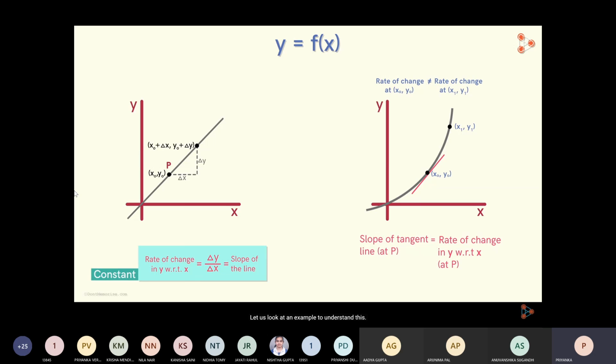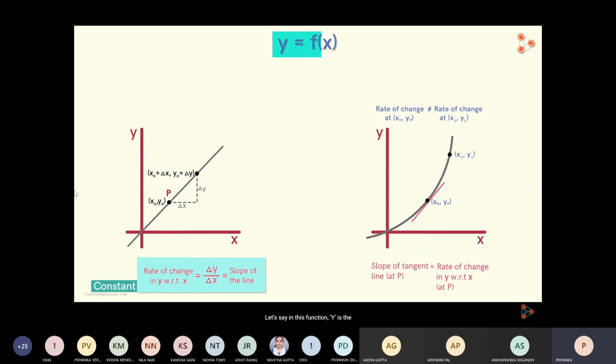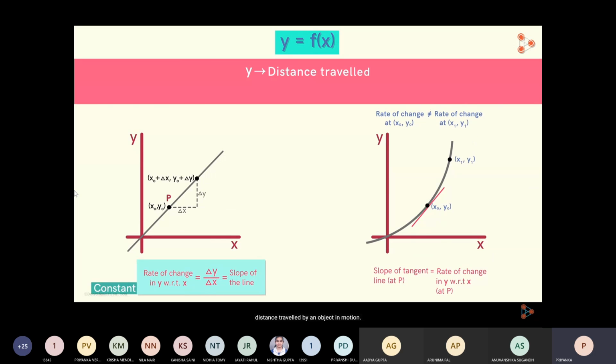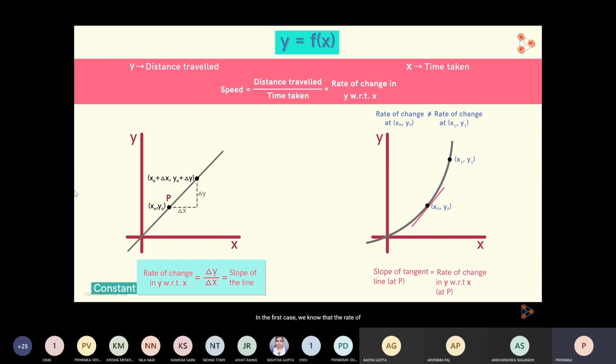Now let's look at an example to understand this. Let's say in this function, y is the distance traveled by an object in motion, and x is the time taken for the distance traveled. Then the rate of change in y with respect to x will be equal to the speed of the object. In the first case, we know that the rate of change is constant. So the speed of the object will be constant throughout its motion. While in the second case, the rate of change is not constant. So here, this rate will tell us the instantaneous speed of the object.